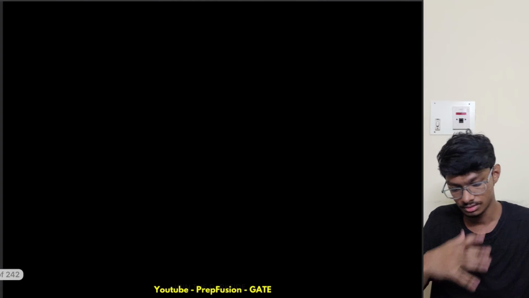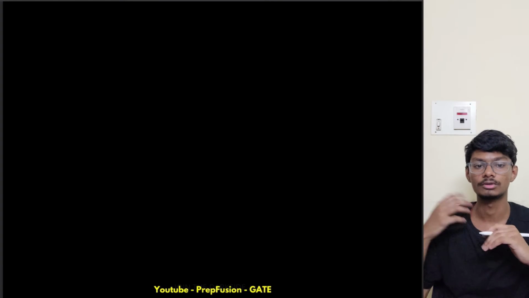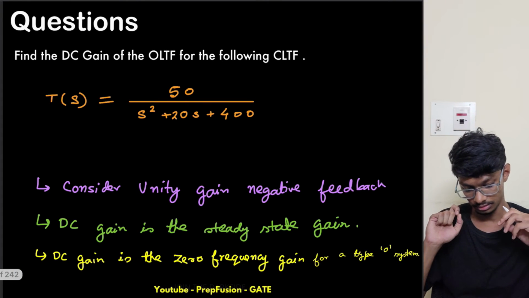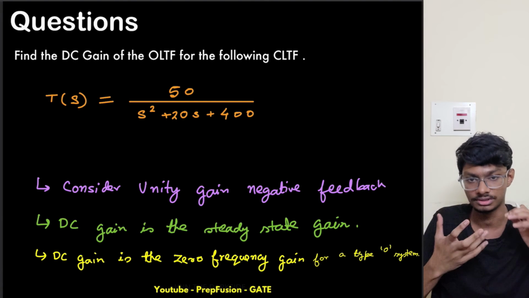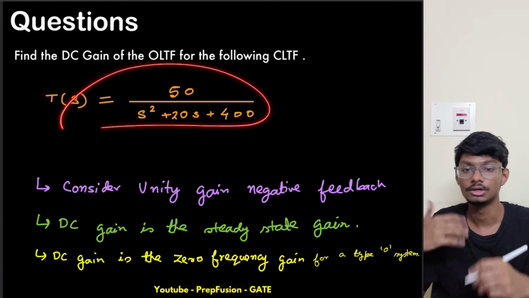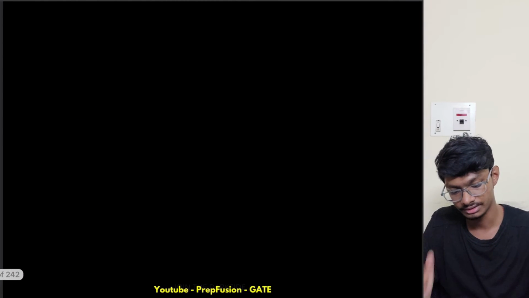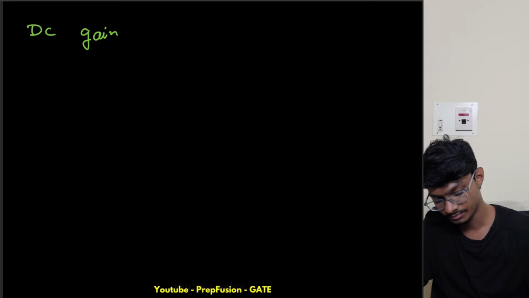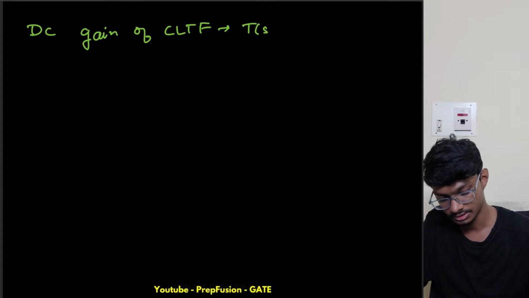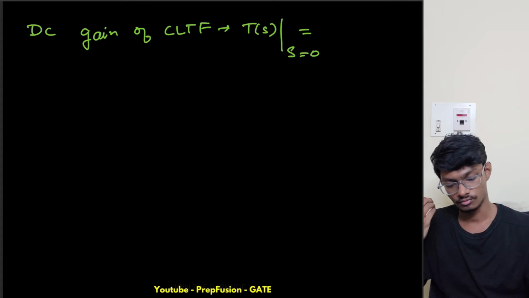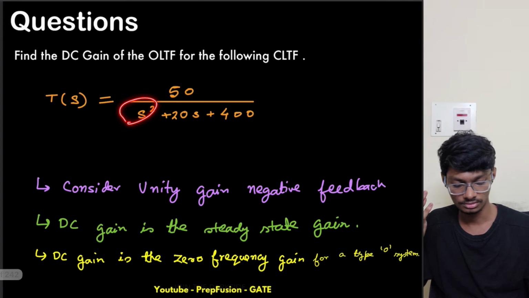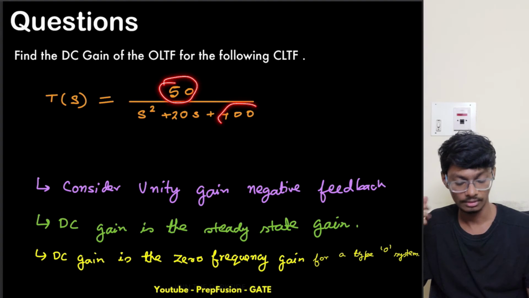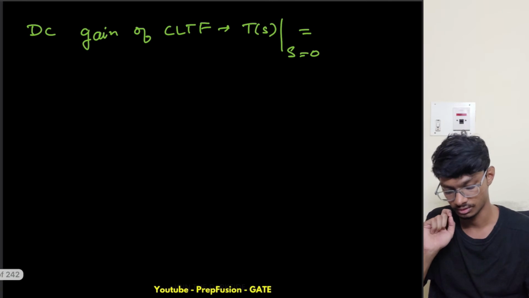Firstly, we have to find the open loop transfer function. This didn't ask us to find the DC gain of the CLTF, but we can anyway find the DC gain of the CLTF. It is simply the value of the transfer function at s equals 0. So what is the value of this transfer function? Put s equals 0, this becomes 0, so we're left with 550 by 400. So it is 11 over 8.